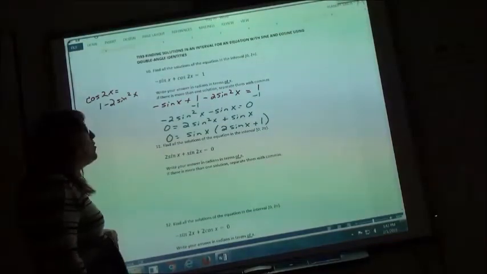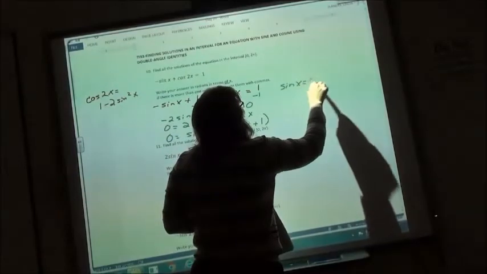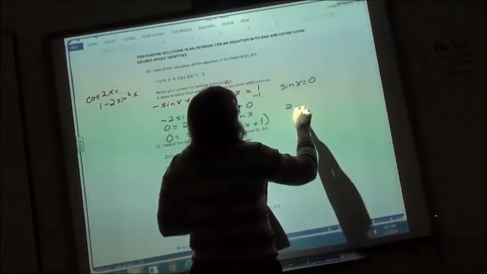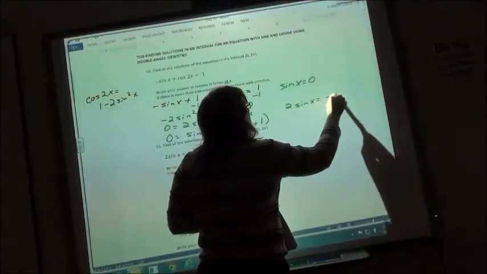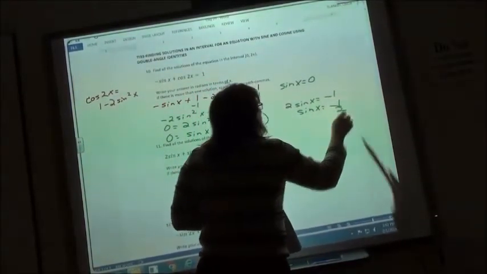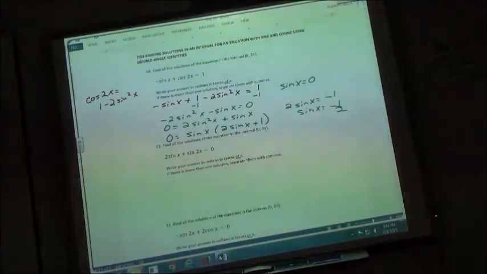So again, we're just looking for the interval between 0 and 2 pi. Either the sine of x is going to equal 0, or if I solve this one, 2 sine of x equals a minus 1, so sine of x equals negative 1/2. So I'm looking for the values where we have 0 or negative 1/2.